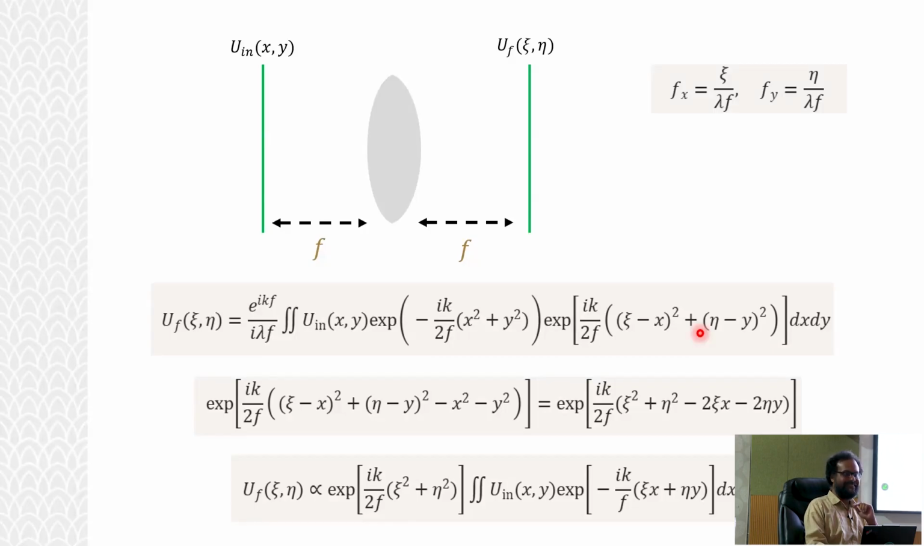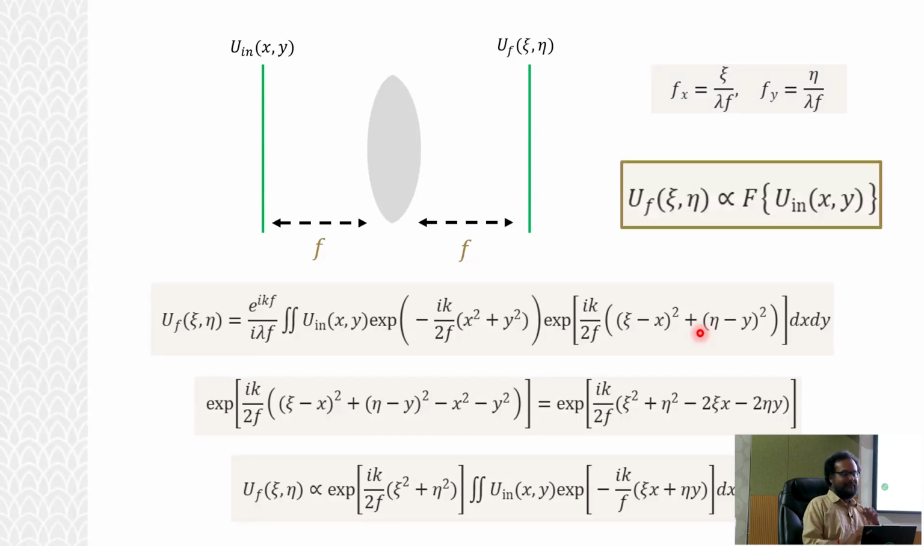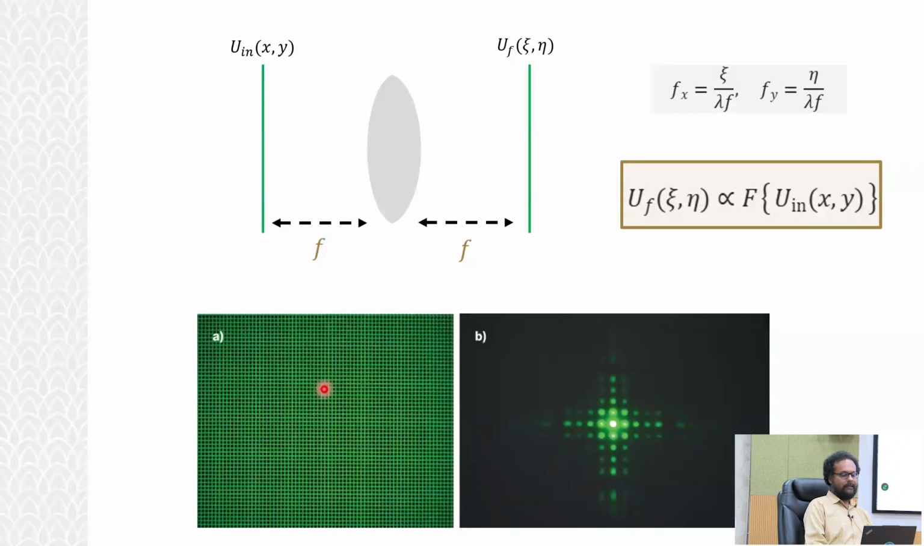Non-trivial, very good. So in fact, you can show that exactly at the back focal plane of the lens, I have the Fourier transform of whatever field I have at the front focal plane of the lens. A lens is doing a Fourier transform. This you can do in the lab. You put a pattern of some kind, you get beautiful Fourier patterns, and then you can manipulate it.